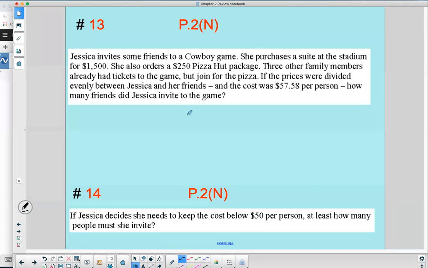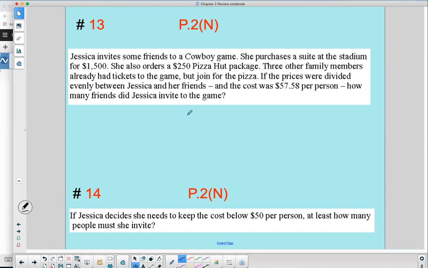Jessica invites some friends to a Cowboys game. She purchases a suite at the stadium for $1,500. This is back before COVID when I made this one. I don't know if they still let you rent a suite for $1,500. Oh my goodness! And she also orders a $250 Pizza Hut package. Three other family members already got tickets to the game, but joined for the pizza.